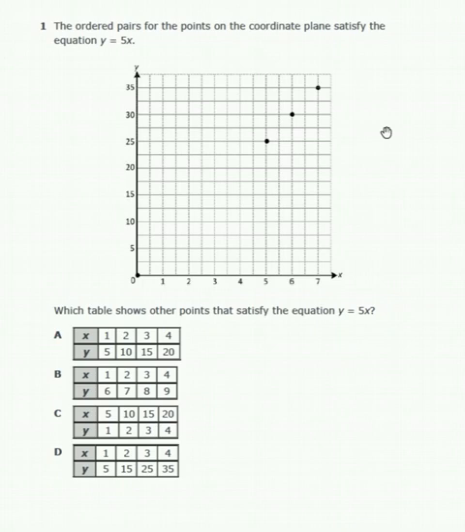Let's begin. Question 1. The ordered pairs for the points on the coordinate plane satisfy the equation y equals 5x. Which table shows other points that satisfy the equation y equals 5x? Table A, Table B, Table C, Table D.